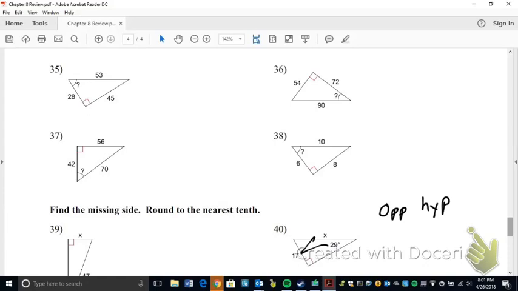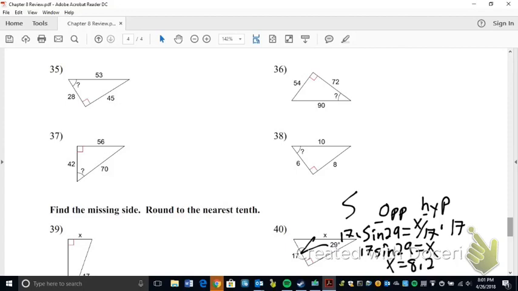So we'd look at our SOHCAHTOA and go, okay, which one has opposite and hypotenuse? Well, sine does. Sine is opposite over hypotenuse. So we go sine of 29 equals opposite x over 17. That's that trigonometric ratio. So now we just need to solve for x. We're going to multiply both sides by 17, and we get 17 sine 29 equals x.